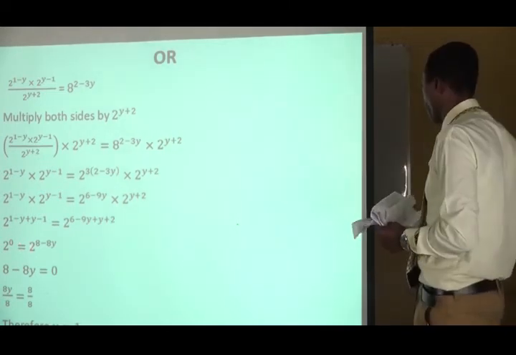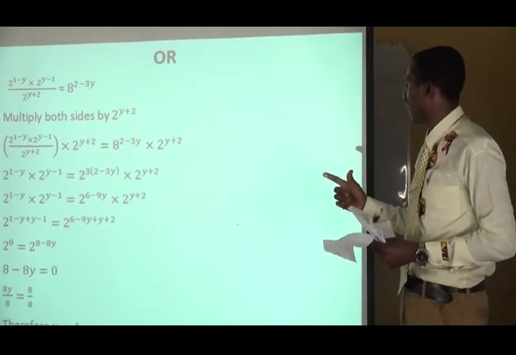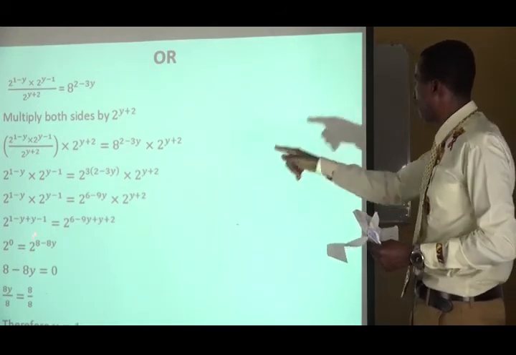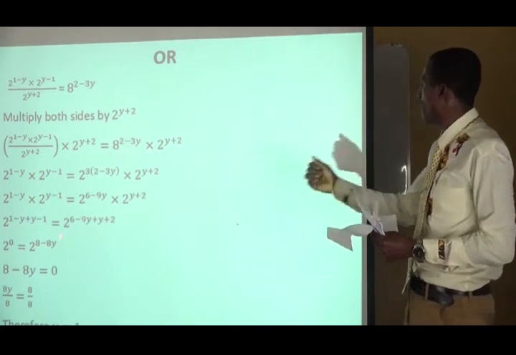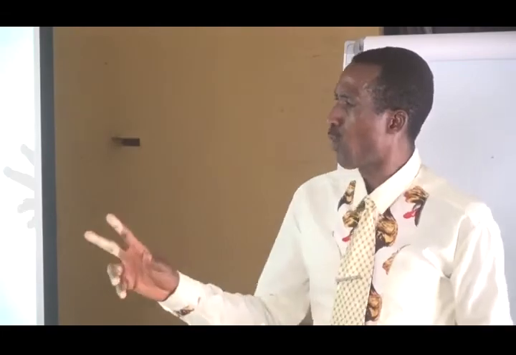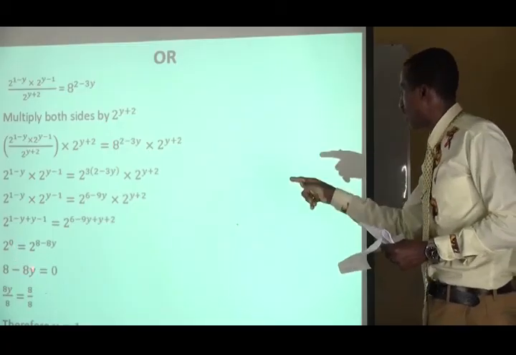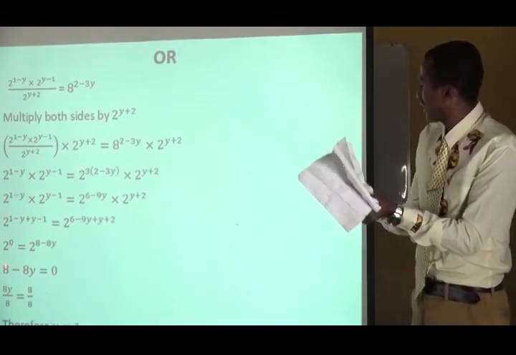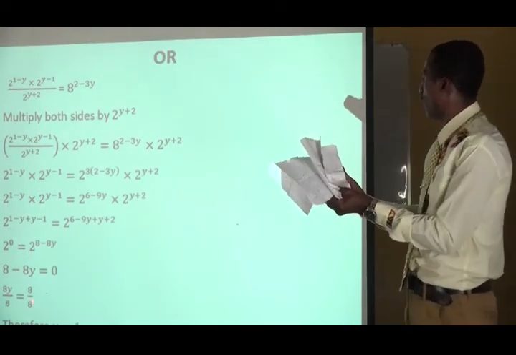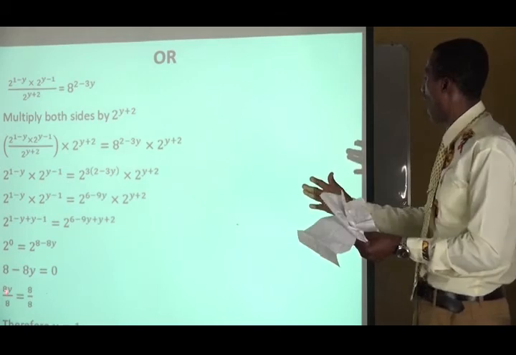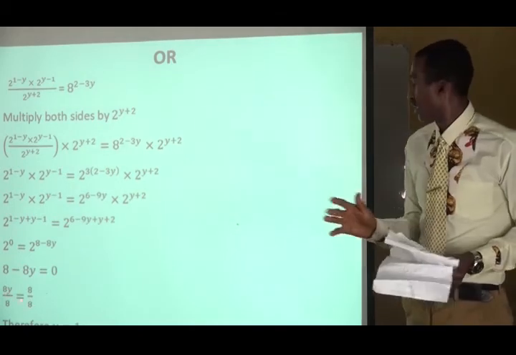And by simplification of the right-hand side, we can now see that 6 plus 2 equals 8, and minus 9y plus y gives minus 8y. So there becomes 2 to the power of 8 minus 8y. So 2 on the right and 2 on the left are gone. We are now left with 8 minus 8y equals 0. And by collecting like terms, we have 8y equals 0 plus 8, and that gives me 8y equals 8.